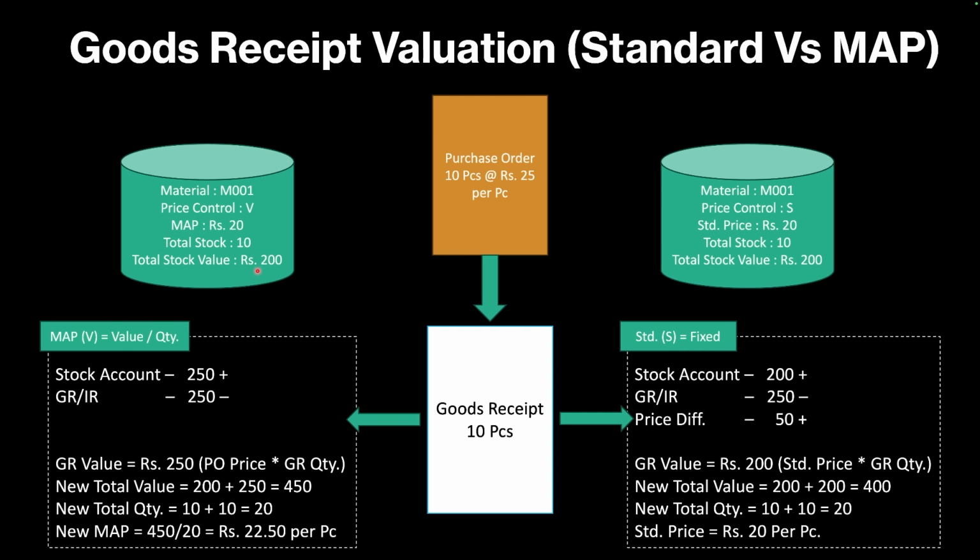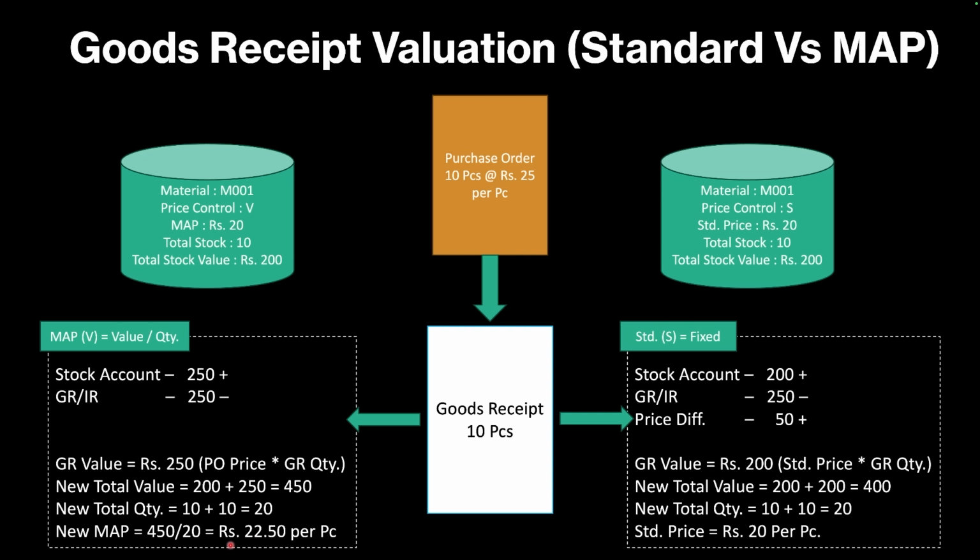So you can see your stock account gets increased by 250 rupees. Earlier you had 200 rupees in your stock account, so the total value becomes 200 plus 250, that is 450 rupees. And what is the total quantity? Earlier you had 10 pieces, now you have done goods receipt for 10 pieces, so total you have 20 pieces in your stock. So now what will be the new moving average price? It will be 450 rupees divided by 20 quantity. The new moving average price will get updated to 22.5 rupees.